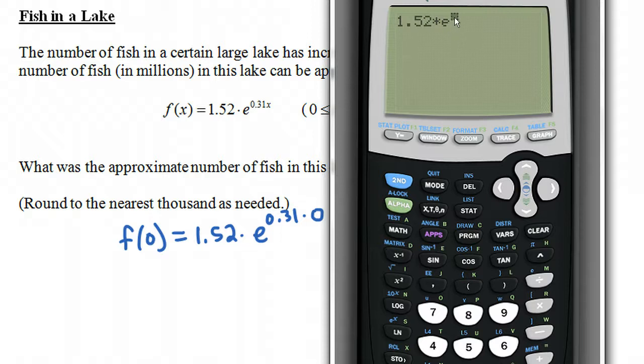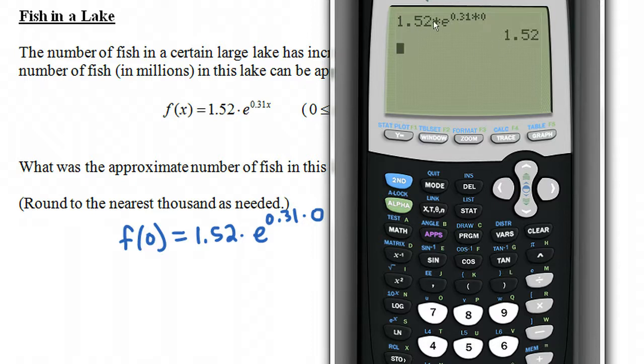Now, sometimes when calculators give you an e, instead of putting a little box up here, they give a little caret with a parenthesis, and so you have to plug what goes in the top part and then end the parenthesis. But this calculator puts it up here, so we're going to plug in 0.31 times 0. And again, if your calculator had a caret, you'd have to end the parenthesis here, and then hit enter, and notice we get 1.52.